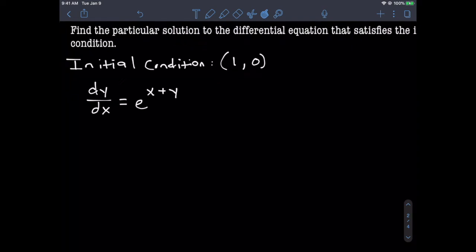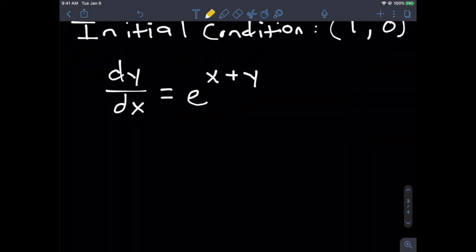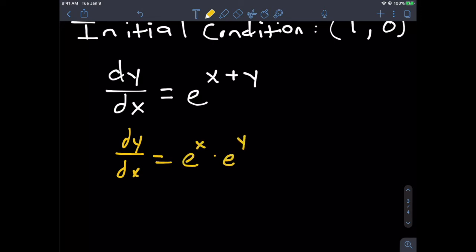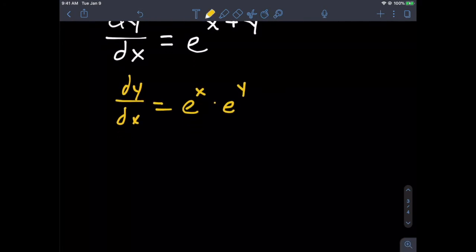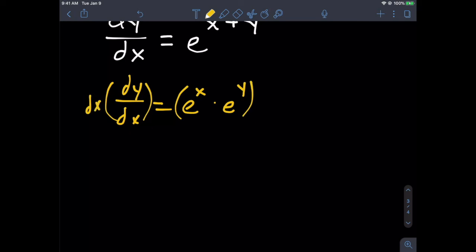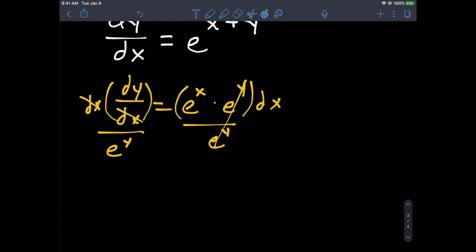Remember, a sum in the exponent is the same as the product of like bases, so we're going to go ahead and rewrite the right-hand side of our equation as e to the x times e to the y. And then, just like before, we'll multiply both sides by dx and divide both sides by e to the y, isolating our y terms. And then, of course, our dx's cancel out, and so do our e to the y's.